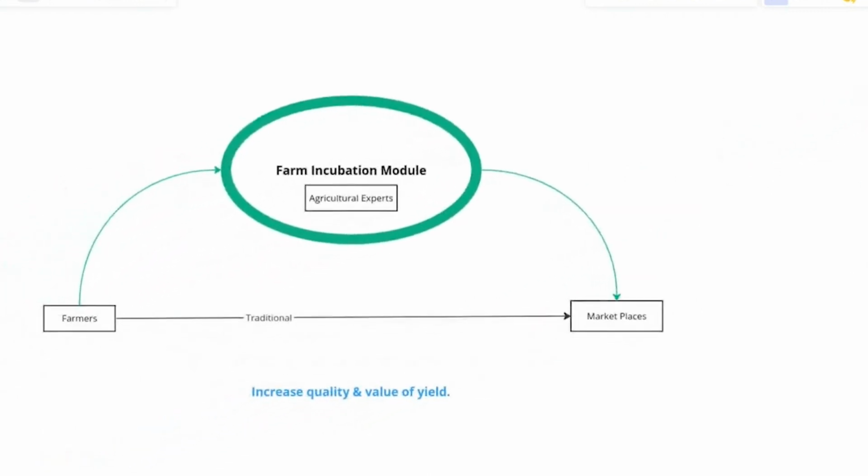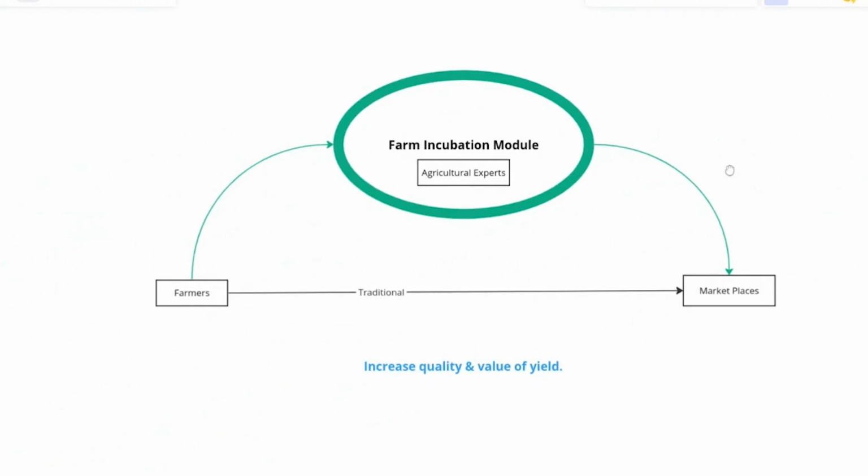So going further into the industry, the gaps, and the product that we have built, here is a basic flowchart. Right now farmers are directly selling their products to the market. There is one business through which people earn a lot of money, that is by incubating farmers, providing them all the agriculture-related things so that they can get the best value out of their yield and the quality is not compromised at the same time.